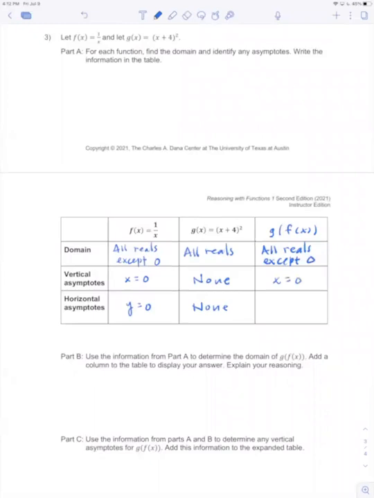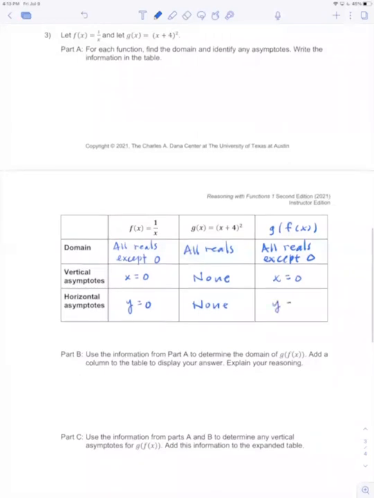Part D, as x increases without bound, the function values of f go to 0, okay? But if f goes to 0, then the values of g of f will go to not 0, it's going to go to y equals 16 as x increases without bound. Similarly, if x decreases without bound, the function values for g of f will go to y equals 16. So it follows that g of f of x has a horizontal asymptote at y equals 16.